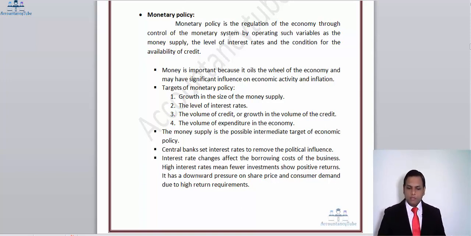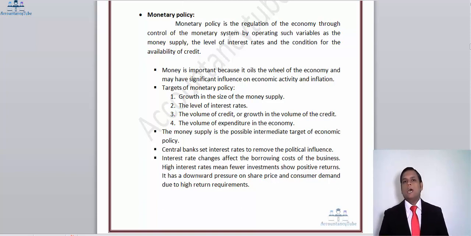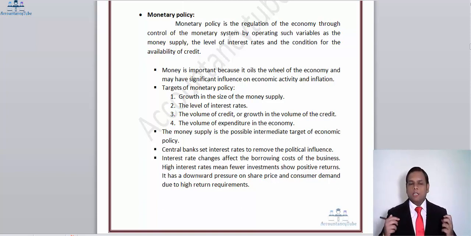The first point is that money is important because it is the wheel of the economy. That's the basic thing. Now, what would be the target of a monetary policy? That would be growth in the size of the money supply. That's important. As the economy expands, there needs to be more money in the economy so that it can continue the process of expansion.